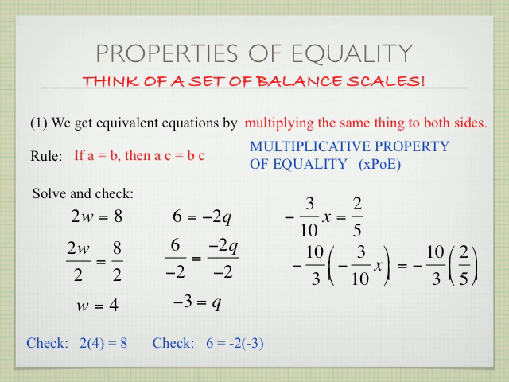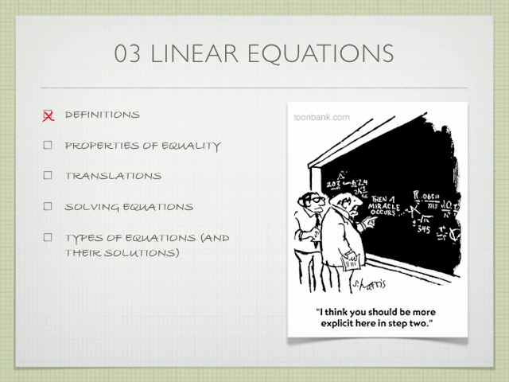So on the left-hand side, negative times negative is positive. 10 thirds times 3/10. Well, the 10 and the 10 cancel, the 3 and the 3 cancel. I'm just left with x. On the right-hand side, 5 goes into 10 2 times, so we have negative 4/3. Plug it into check, and it checks beautifully. Okay, those are our properties of equality.